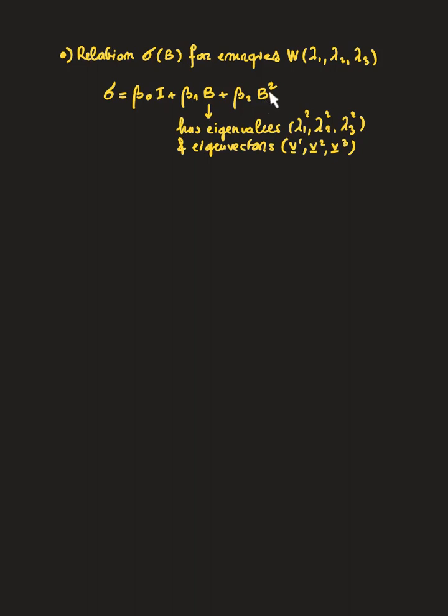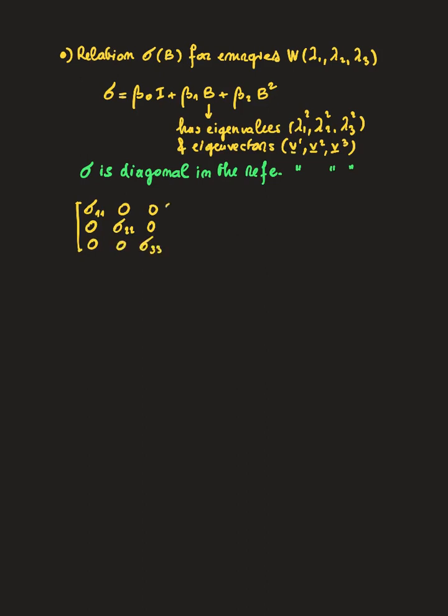So the sum of 3 diagonal tensors will have to be a diagonal tensor. So in other words, we find that sigma is diagonal in the reference made of the eigenvectors of B. And if I want to write this in a matrix form, this will be the first component of sigma: sigma 1,1, 0, 0, 0, sigma 2,2, 0, 0, 0, sigma 3,3.